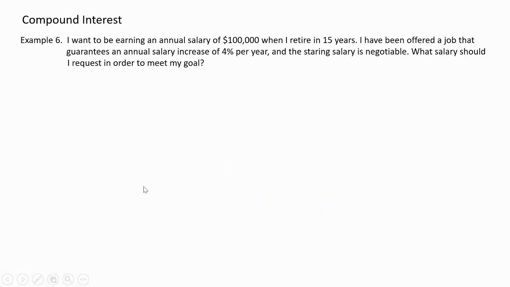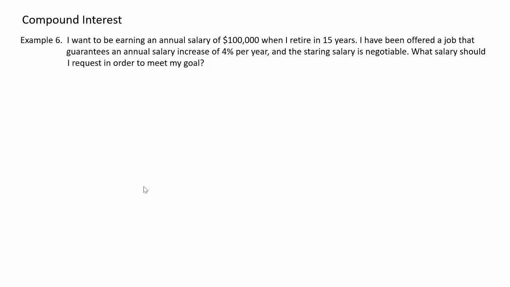Example number 6. Now here it's saying, I want to be earning an annual salary of 100,000 when I retire in 15 years. I have been offered a job that guarantees an annual salary increase of 4% per year, and the starting salary is negotiable. What salary should I request in order to meet my goal?